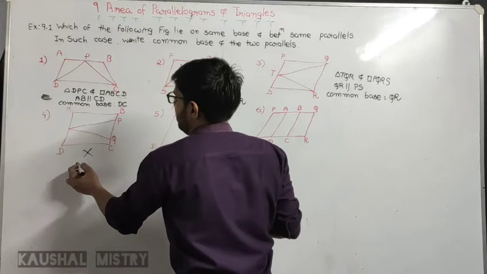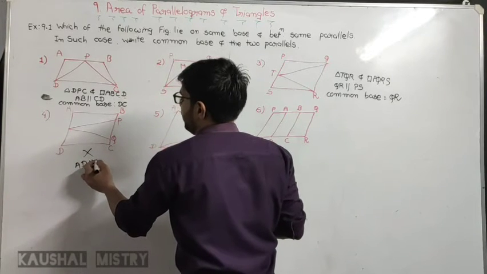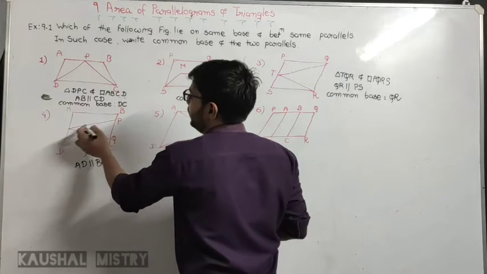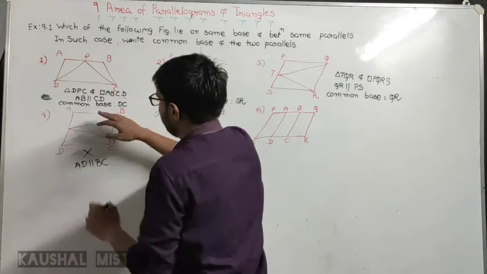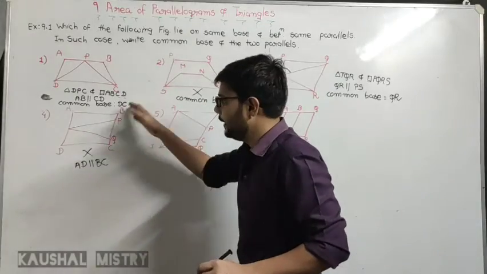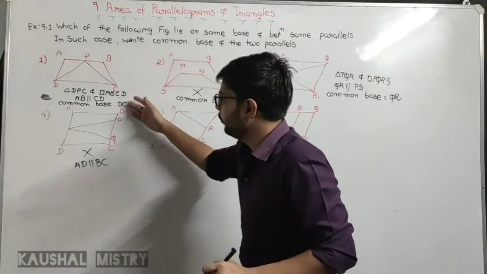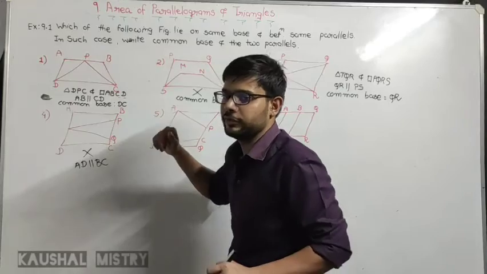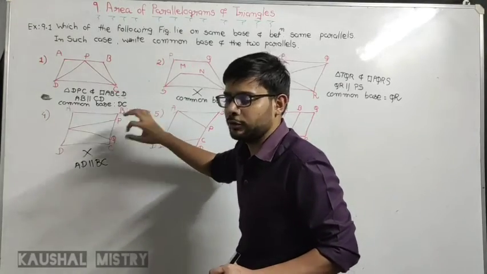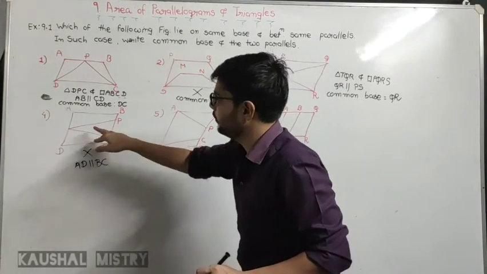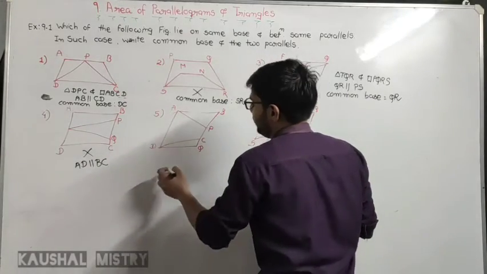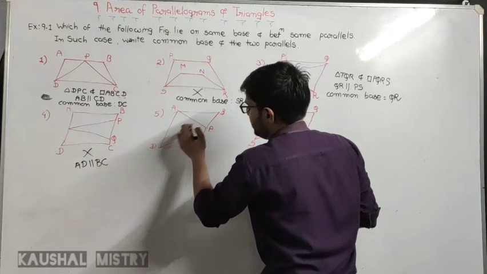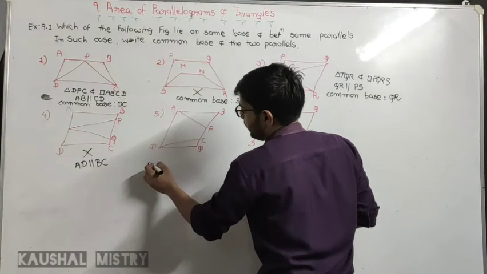Now here we can see that it has no common base, but two parallel lines are there. So the parallel lines will be AD is parallel to BC, but no common base, because in this triangle PQ is a base, and in this quadrilateral BC is the base, but the bases are not the same, though they are between the same parallel lines, right? AD is parallel to BC.